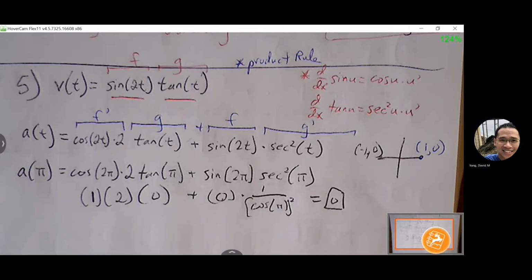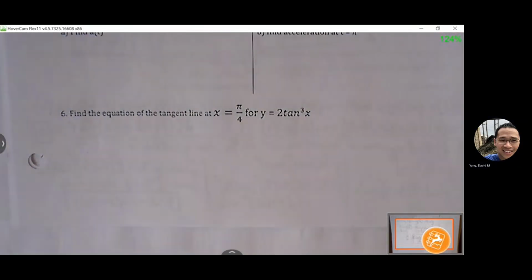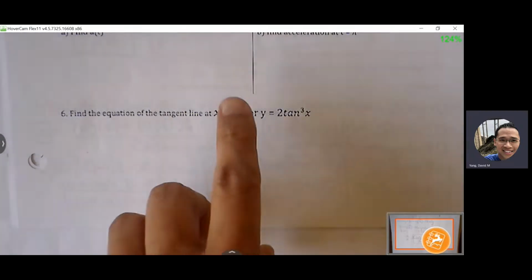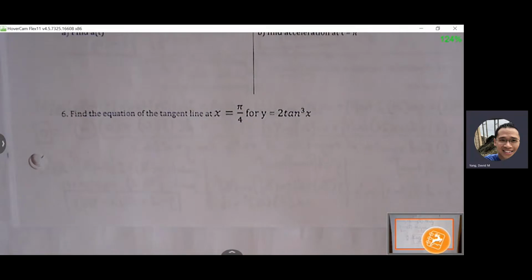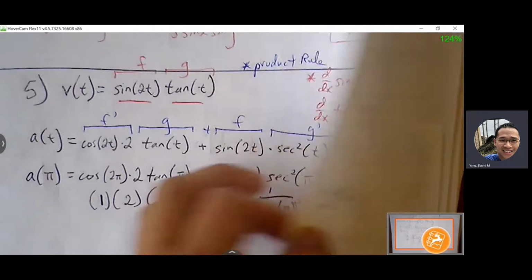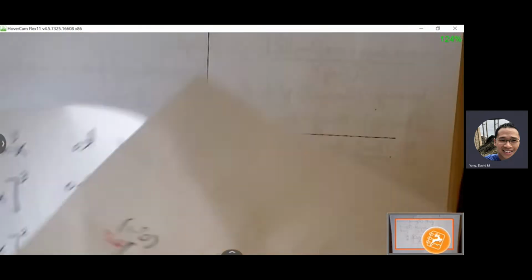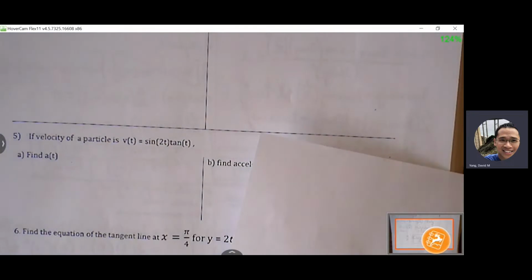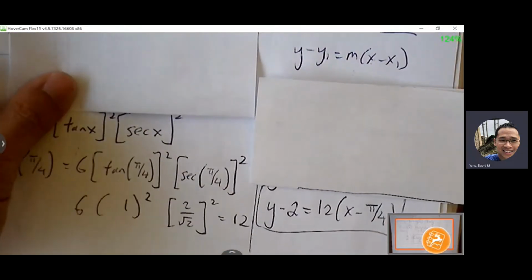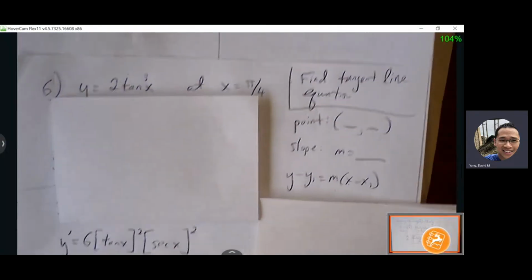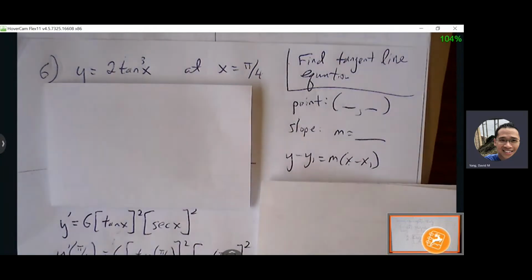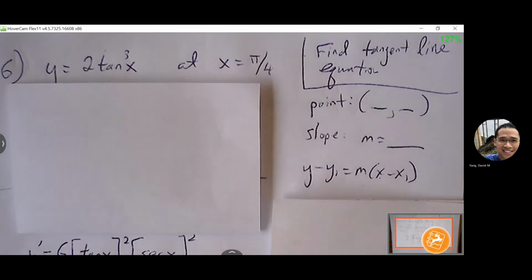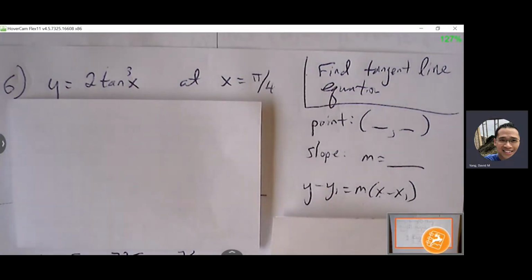All right, let's try number 6. Number 6 says find the equation of the tangent line at x equals pi over 4 for y equals 2 tangent cubed of x. Tangent line means I have to find an ordered pair, I have to find the slope, and then use point slope form.